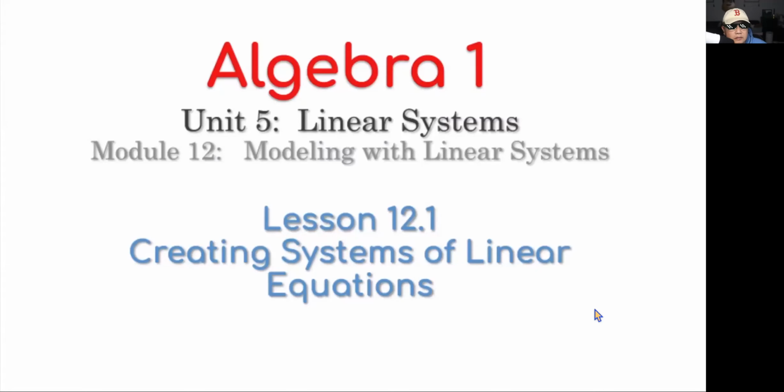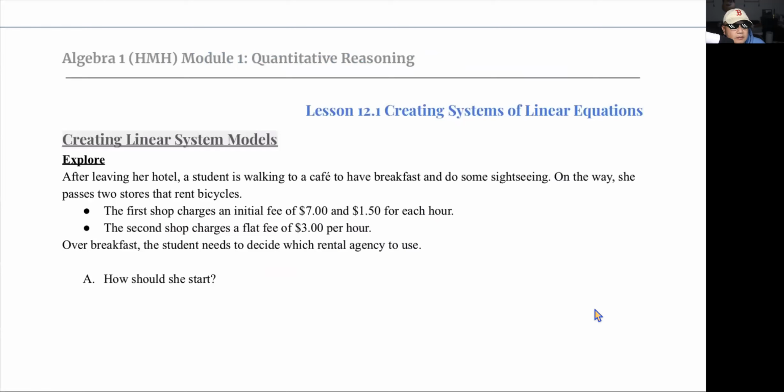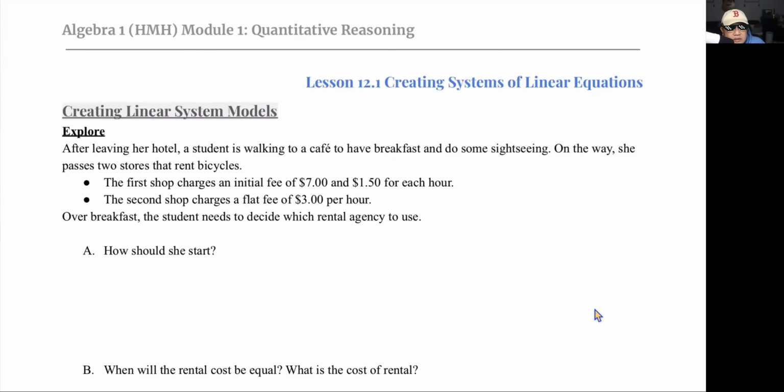Algebra lesson on creating systems of linear equations, lesson 12.1, in Unit 5, Linear Systems of Equations. Let's get started, guys. So here it is, creating linear systems of models. Let's look at this question.